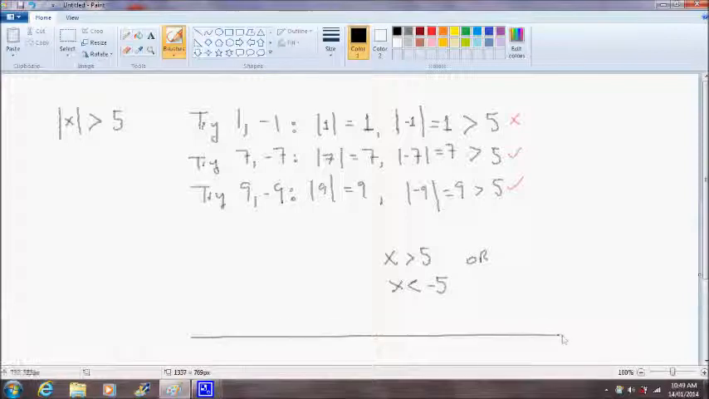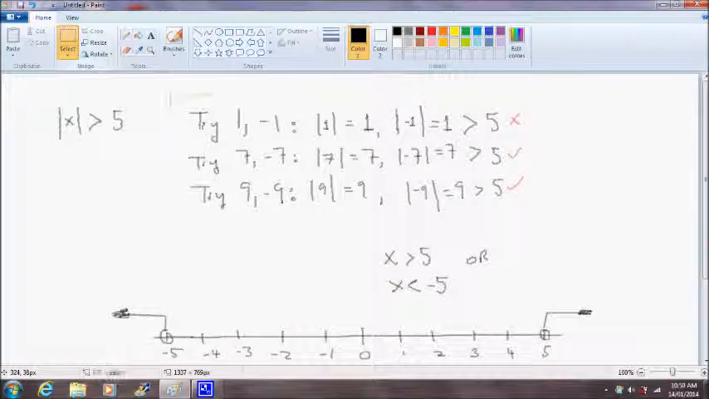Okay, so if I were to draw that on a number line: 0, 1, 2, 3, 4, 5, negative 1, negative 2, negative 3, negative 4, negative 5. x can be any number that's greater than 5, and it can be any number that's less than negative 5 to satisfy this condition.